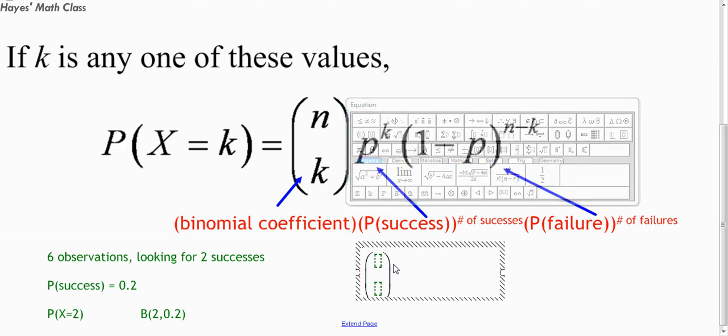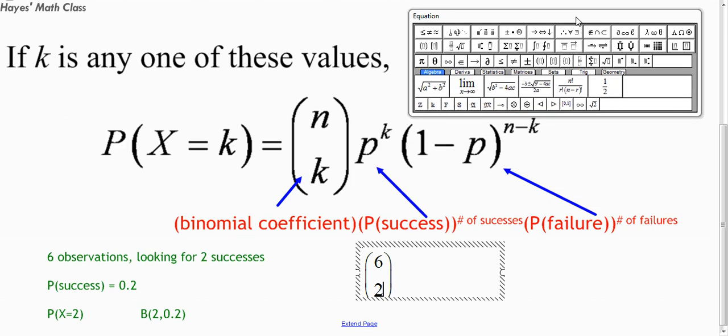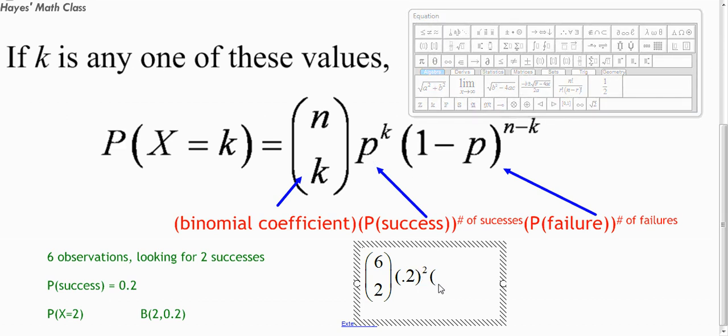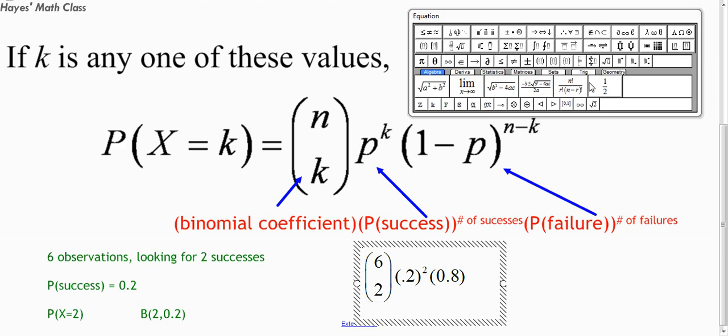So the first part is, we've got 6 choose 2. So that's the first part. The probability here is going to be 0.2, and I'm going to raise that to the second power, because we're looking for 2 successes. And remember, the 2 probabilities always have to add up to 1, and that's what this part is saying. So whatever this probability is, you go 1 minus that. So 1 minus 0.2 is 0.8, and I'm going to raise that to the fourth power.